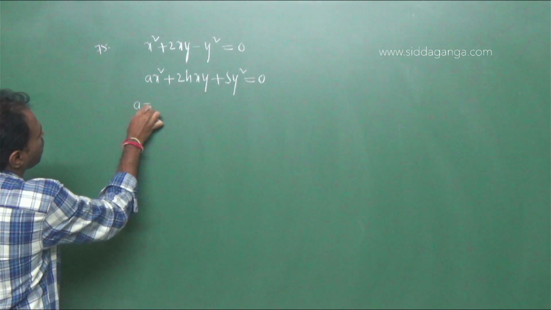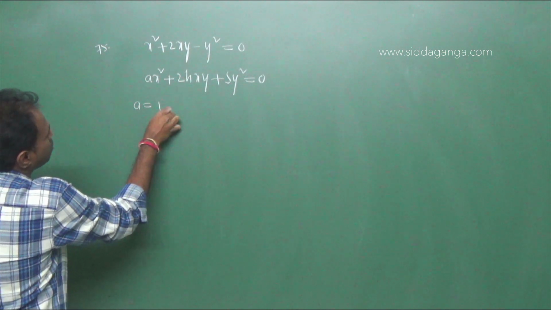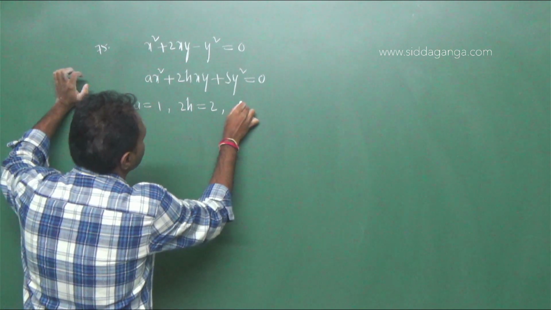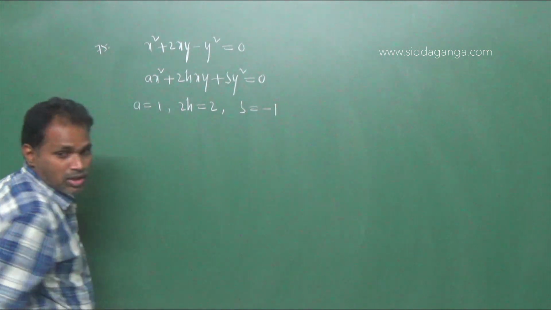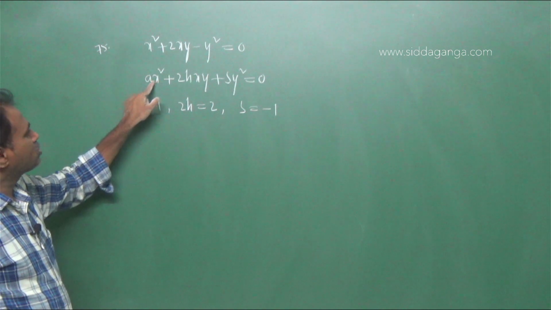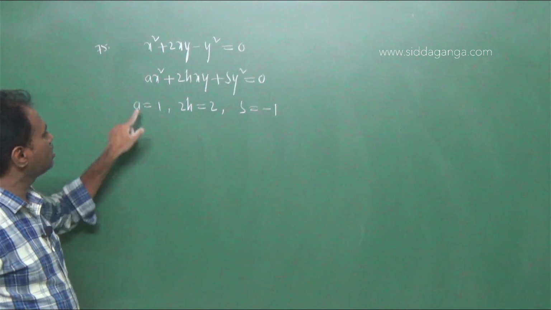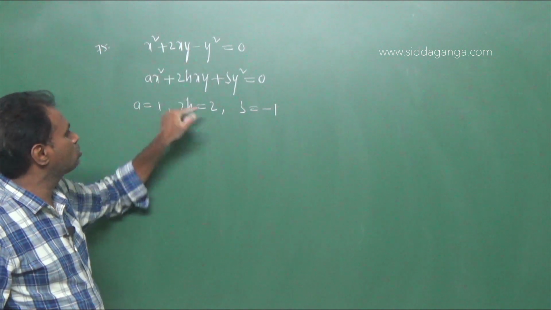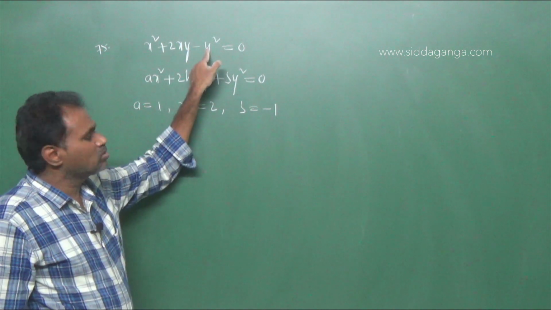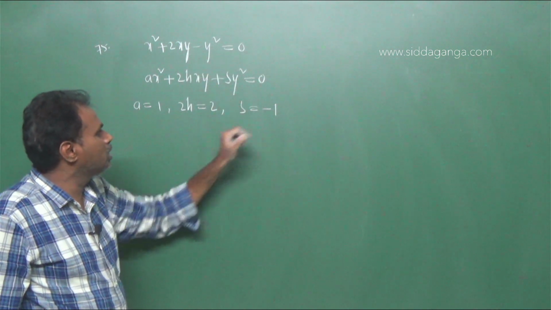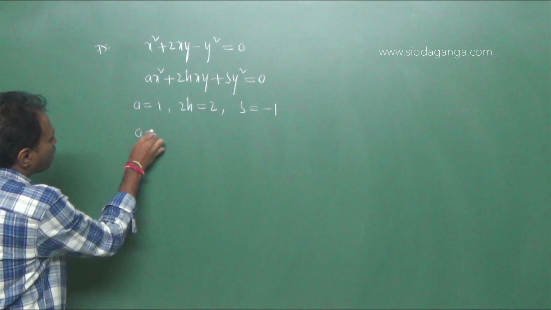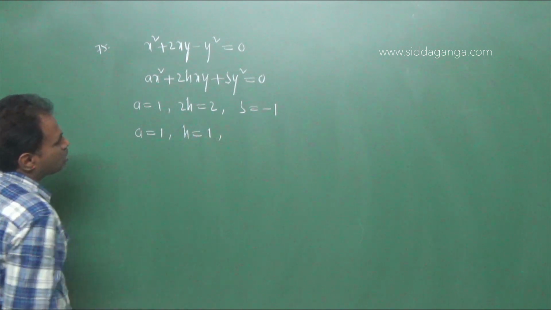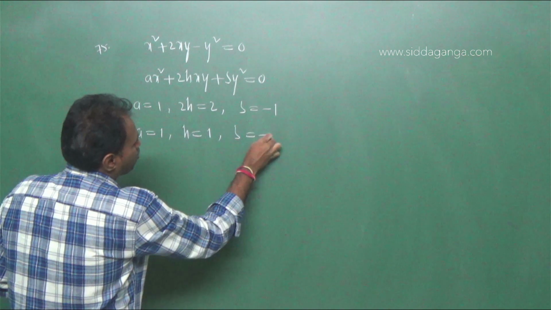Here, compare these two equations. The x square coefficient is here a and here 1, so a equal to 1. The xy coefficient is 2h and here xy coefficient is 2, so 2h equal to 2. And y square coefficient is minus 1, therefore b equal to minus 1. Therefore, a equal to 1, h equal to 1 and b equal to minus 1.